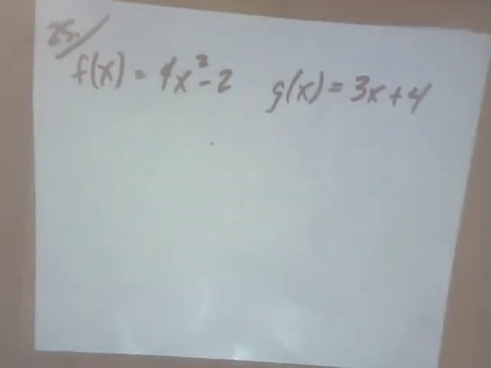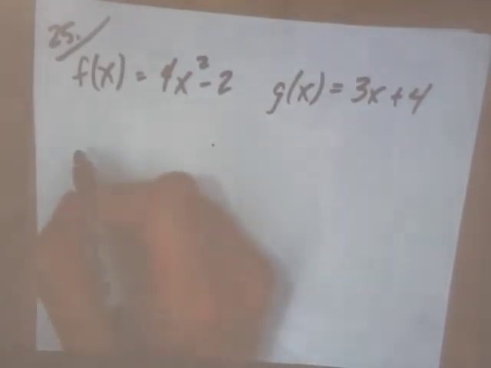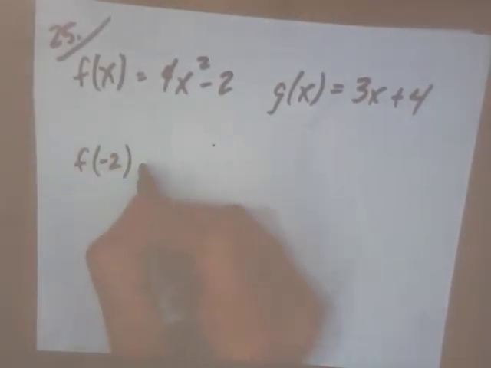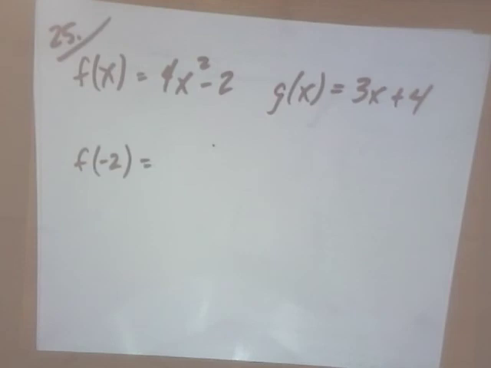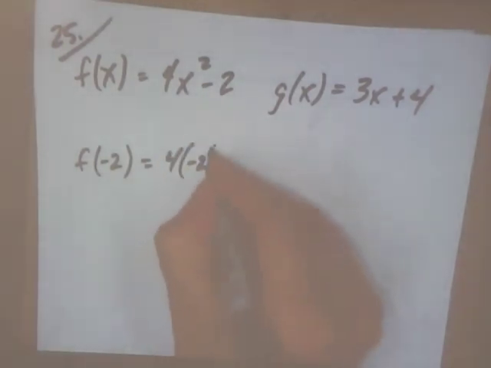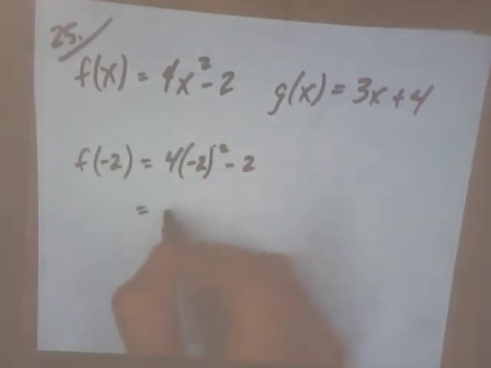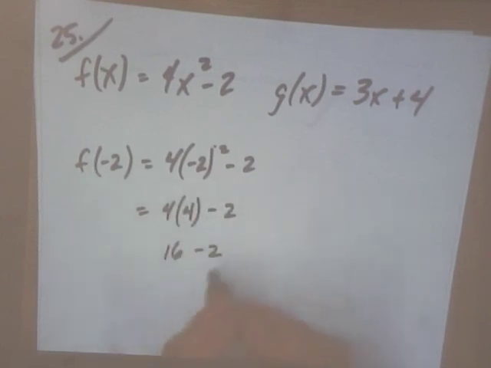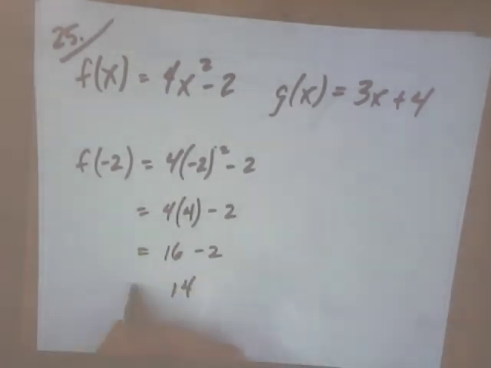All right, they give us f of x is 4x squared minus 2, and g of x is 3x plus 4. And in 25, they want us to find f of negative 2. So what do we do? Plug negative 2 into the f function, right? So 4 times negative 2 squared minus 2. 4 times 4, 16 minus 2, 14. Everybody okay with that? Questions?